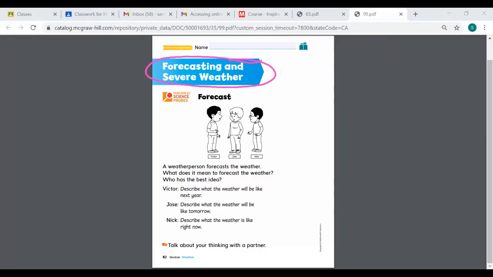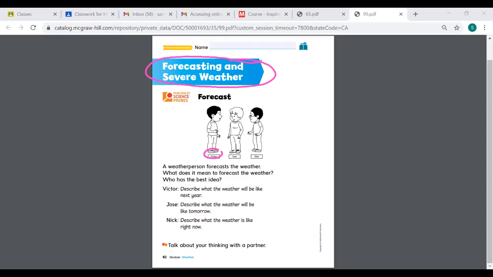Have you ever watched a weather person on TV? What does a weather person do? Well, one of the things a weather person does is to forecast the weather. There are 3 friends here, and they're talking about how a weather person forecasts the weather. They each have a different idea about what it means to forecast the weather.